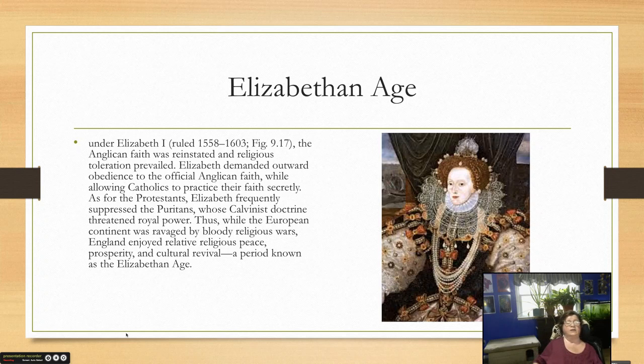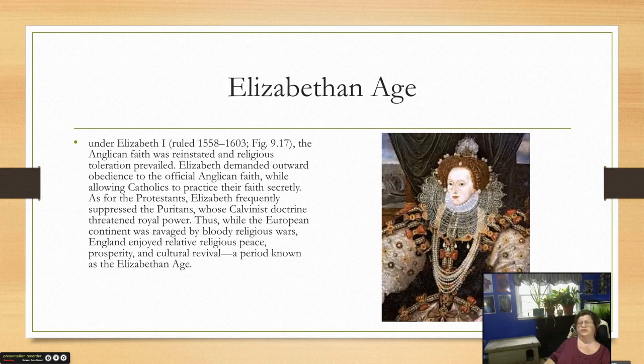After Henry, of course, his heir became Elizabeth. He really had no male heirs, as his male heir died as a young man, being frail. So then we get Elizabeth I. The Anglican faith was reinstated and religious tolerance kind of prevailed. Elizabeth basically had a kind of don't ask, don't tell policy. She was outwardly obedient to the official Anglican faith, while she allowed Catholics to practice their own faith secretly.